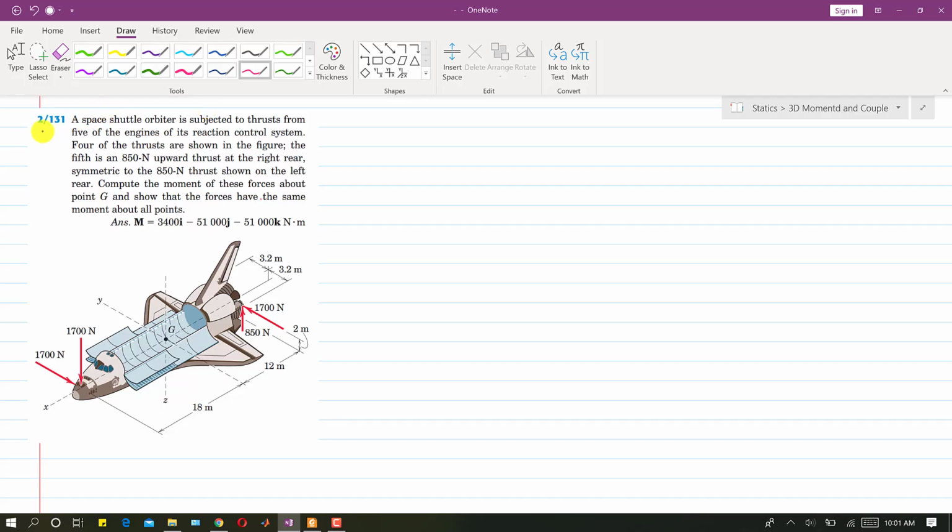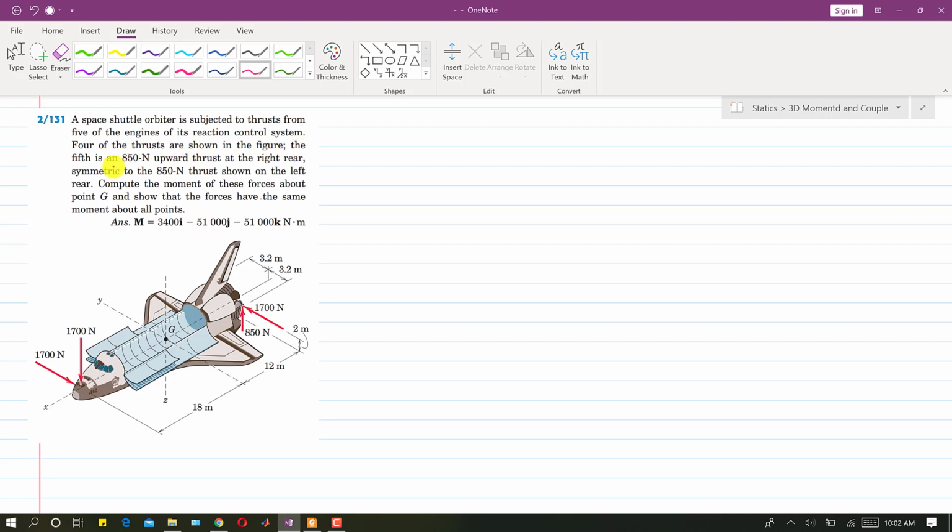Now I am going to solve this problem 131. In this problem, it is said that a space shuttle orbiter is subjected to thrusts from 5 of the engines of its reaction control system. 4 of the thrusts are shown in the figure. These 4 thrusts are shown. This is 1700, 1700 and 850 Newton, right? So all these 4 thrusts are shown.